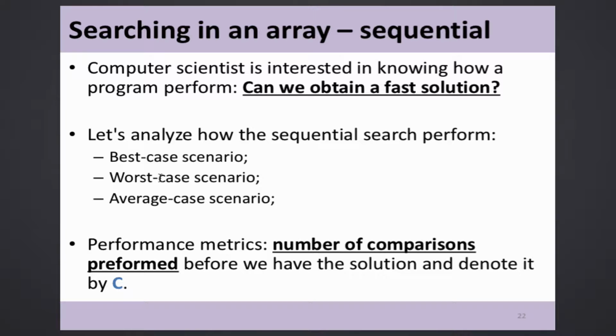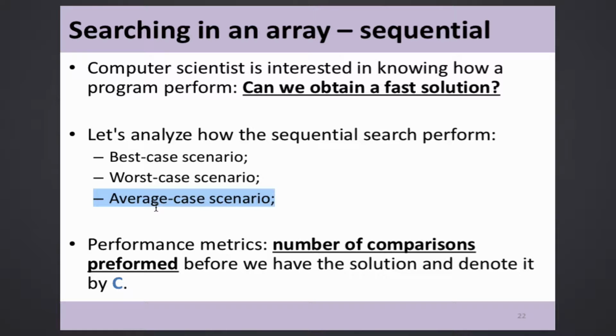How about the average case? The average case needs some analysis. So what is the meaning of average case? Let's say I run the algorithm 1 million times. Every time I count the number of comparisons. So under 1 million runs, on average, how many comparisons do we need?